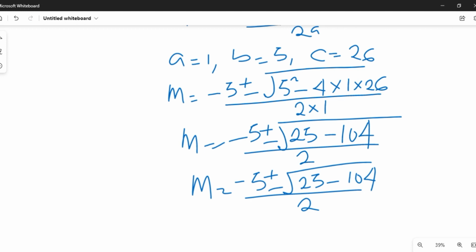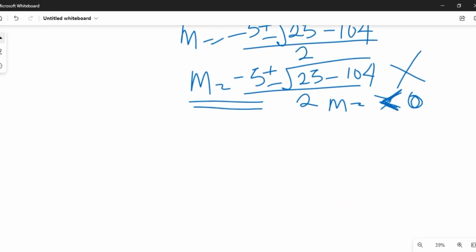Now come to think about this, 25 minus 104 will give us a negative value. So what is under the square root would definitely be less than 0. That means the solution that will come from this quadratic formula is going to give us a non-real value. So it's going to be an imaginary solution. And as a result of that, we are going to avoid using this solution, because it is an imaginary solution.